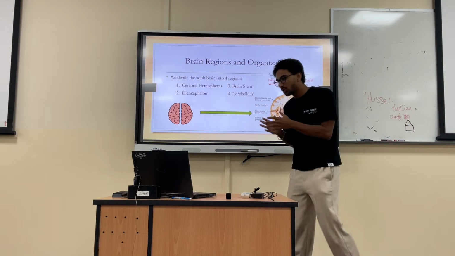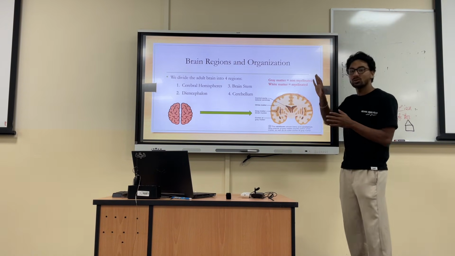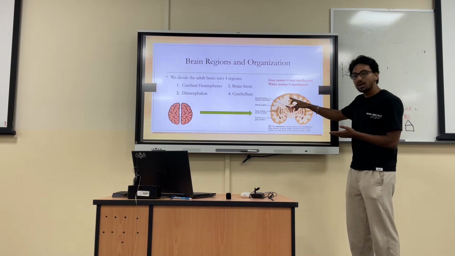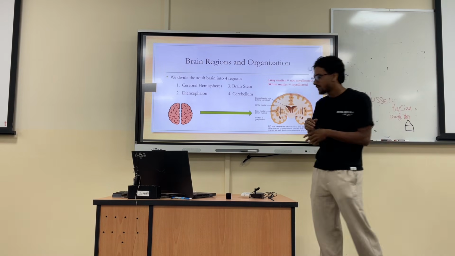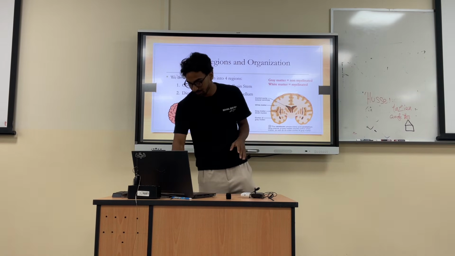Okay? So this is what we're going to need to understand, that grey matter carries only the neuron cell bodies. The white matter has all the neural tracts. It has all the axons. The grey matter does not have any axons in it.